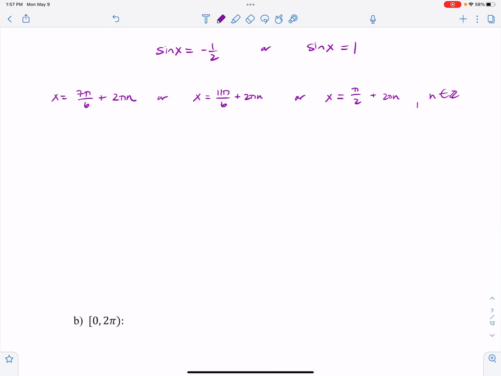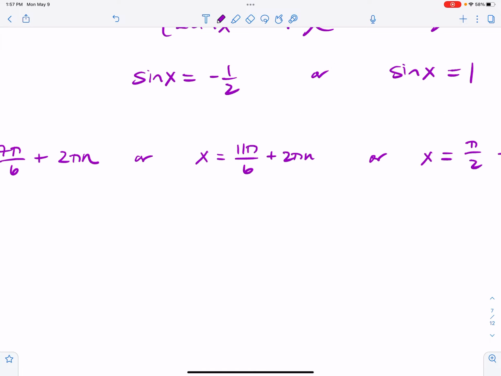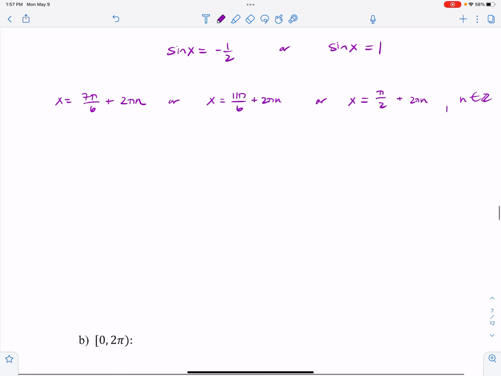And then to come up with the solutions from 0 to 2 pi, you can either just by inspection look at sine of x equals -1/2 and go, okay, well, x would be 7 pi/6 or 11 pi/6. And then moving over to the other equation and thinking, okay, well, pi/2 would be the angle that would make sine equal to +1 from 0 to 2 pi. Or you could think about assigning values to n in our general solution set.